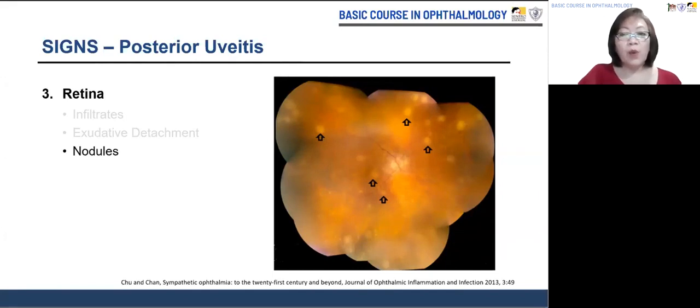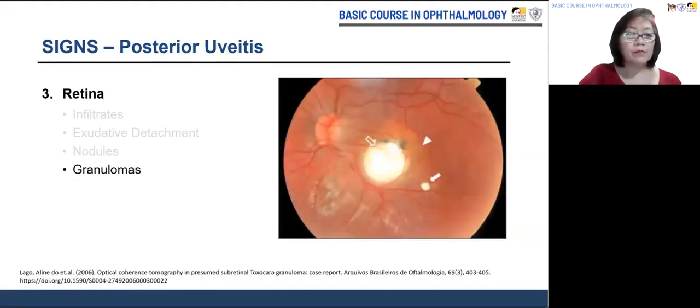Shown in this photo are Dalen-Fuchs nodules, which may be present in granulomatous types of uveitis. These nodules represent proliferation of retinal pigment epithelial cells on Bruch's membrane appearing as small yellow-white spots similar to drusen. Granuloma represent collection of immune cells or granulation tissue, typically produced in response to infection, inflammation, or the presence of foreign substances. They may be associated with various etiologies.